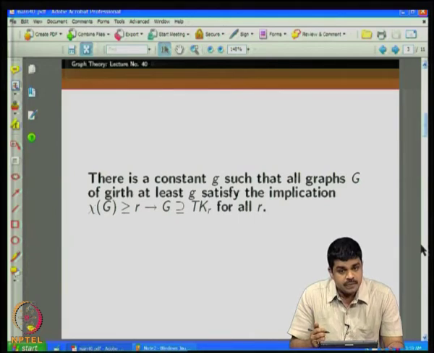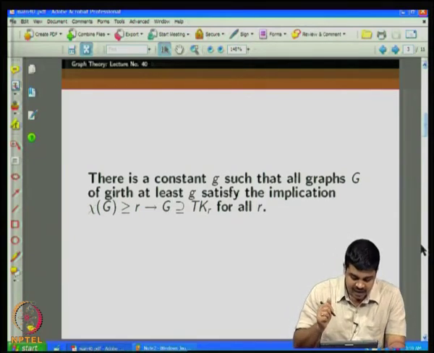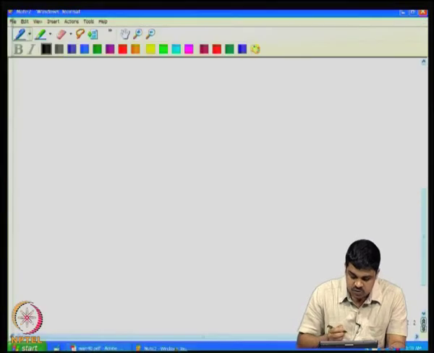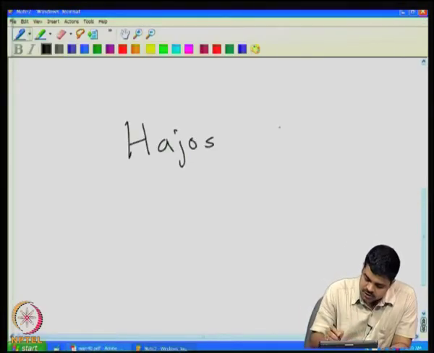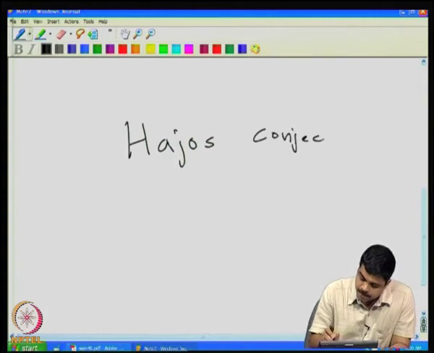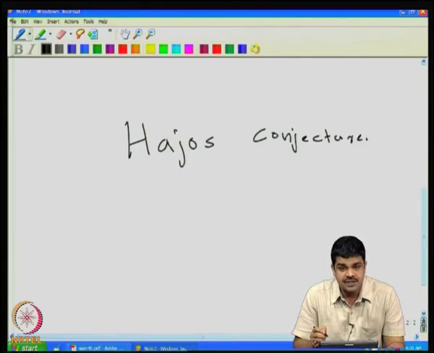So, it is less possible, less probable, but this was also conjectured earlier. Like Hartwig's conjecture, there was also a parallel conjecture called Hajo's conjecture, which stated exactly this: if the chromatic number of a graph is greater than or equal to R, then there exists a KR topological minor for the graph.